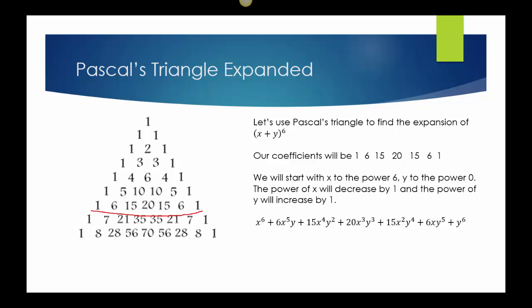So here's what I have. I'm starting, the first coefficient is 1, and x is to the power 6. Then I pick up the 6, x drops a power to 5, and y picks 1 up. I go to the next one, 15. Again, x is going to drop 1, y is going to go up 1. Go over to 20.